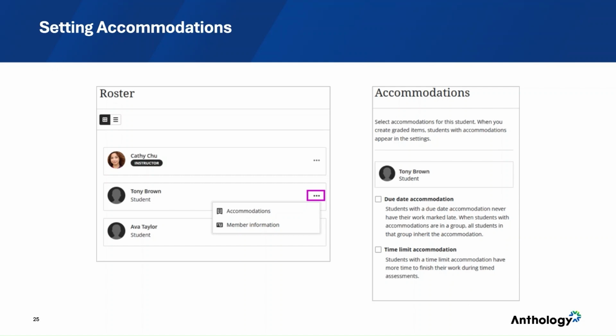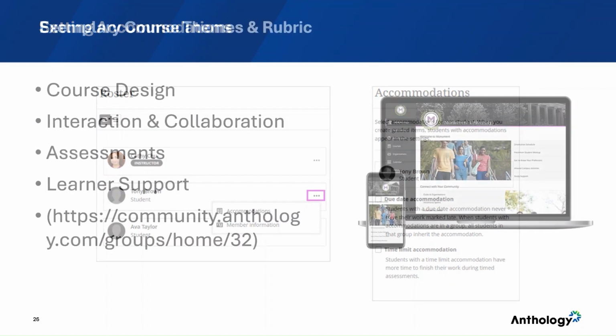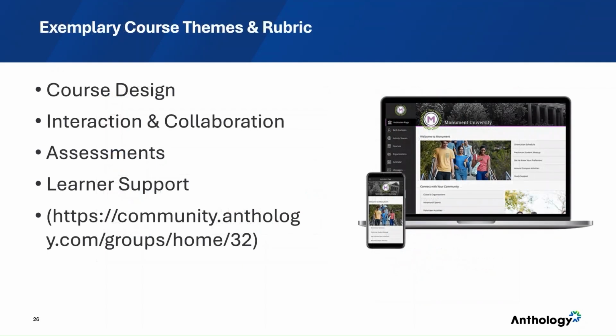Remember that you can also copy those assessments from previous courses using the copy option that is covered in the content session of these webinars. We have available for you in Blackboard this exemplary course themes and rubric where you can evaluate your course design with four categories: course design with items and the way it's structured, interaction and collaboration items for students to use, the assessments that we covered today and how you're using them through your course, and also the learner support options or channels that you add to your course.